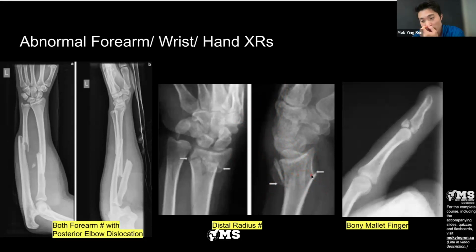And this is actually on the finger. It shows a bony mallet. There is an avulsion of the distal phalanx base. All right, so these are abnormal forearm, wrist, and hand x-rays, as well as the finger.